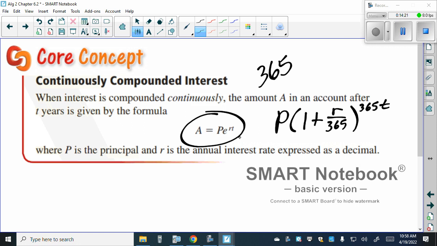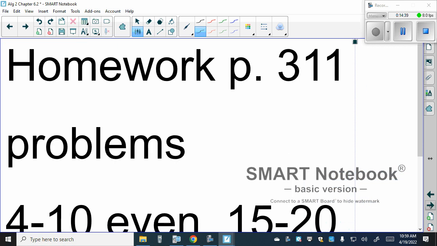Most likely, especially in the PFL class, this might come back up. The way that I keep this formula straight in my head is PERT. P-e to the rt, P-E-R-T, PERT. Is one way to think of it, but we're not going to focus on that there.